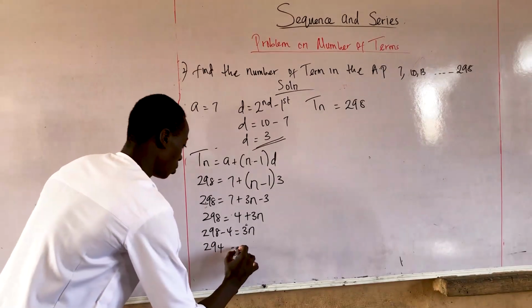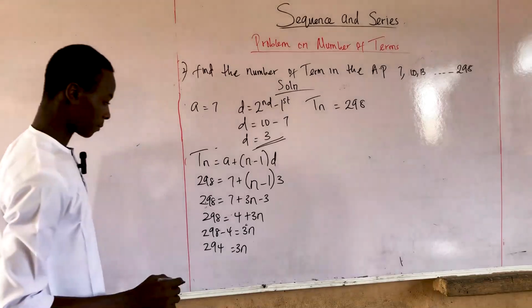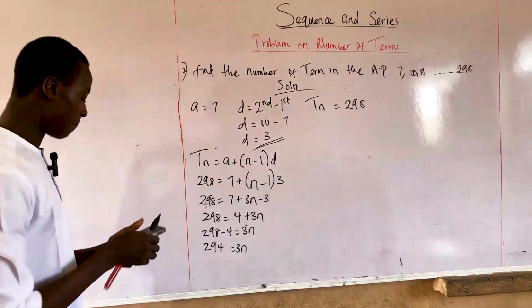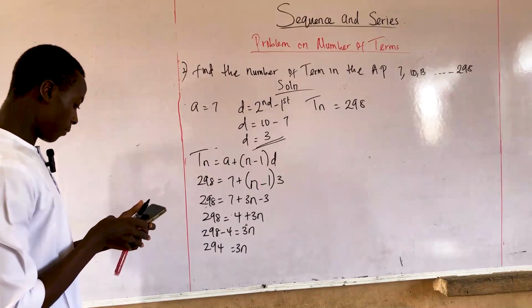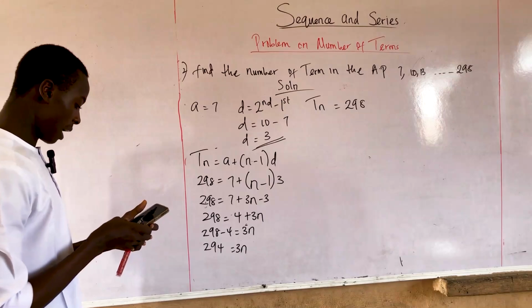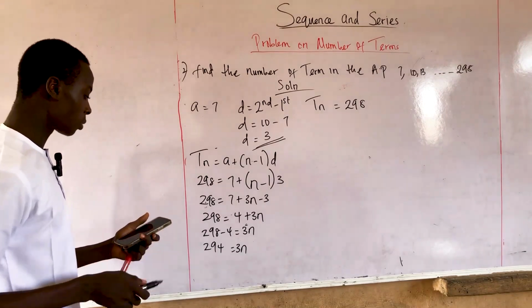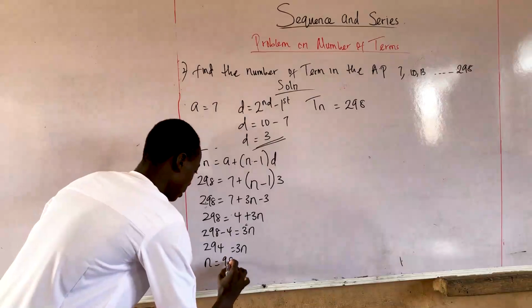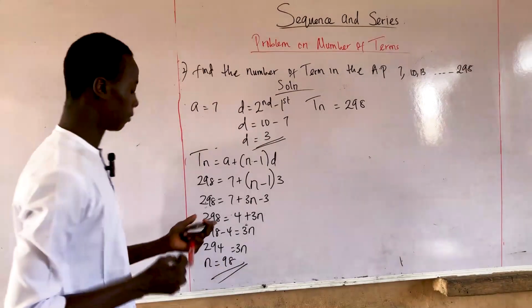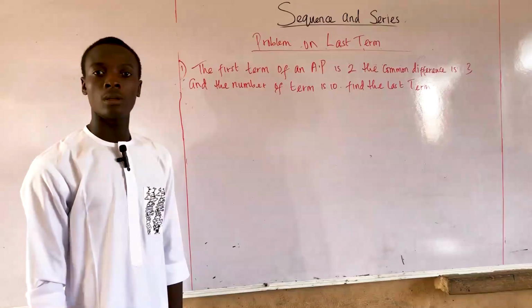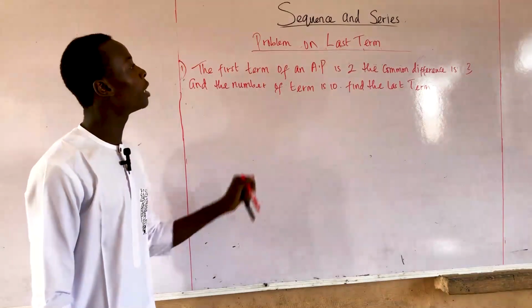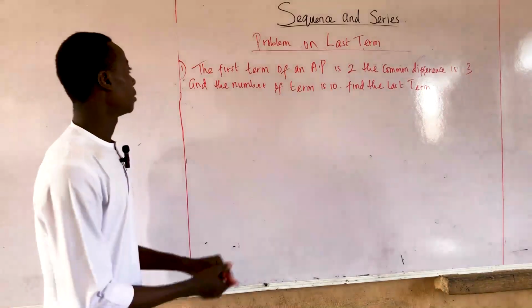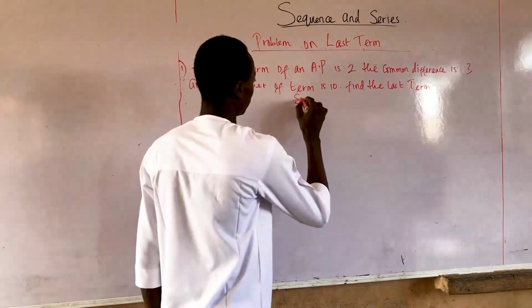298 minus 4 gives 294, equals 3n. So now we can divide both sides by 3. 294 divided by 3 gives us 98. Therefore, our n is equal to 98. That is our number of terms. Moving on to the problem on the last term. Solution.